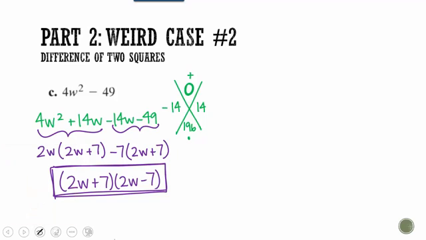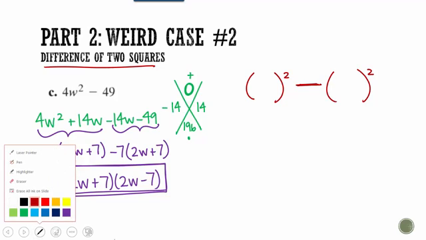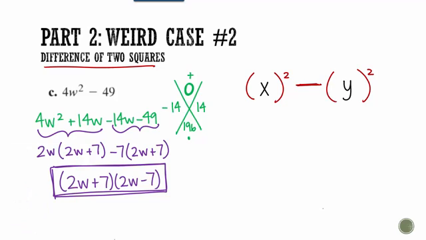Or you can stop and think about what this problem is. The difference of two squares, meaning that you have subtraction, something squared, something squared. Whatever these two things are, let's call them x and y, your factors are always going to be x plus y times x minus y every single time. So if you can recognize that back here, to get 4w squared, I had to take 2w and square it, and to get 49, I have to take 7 and square it, then you know your answer is going to be 2w plus 7 times 2w minus 7.